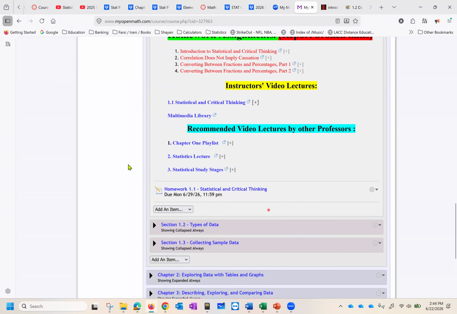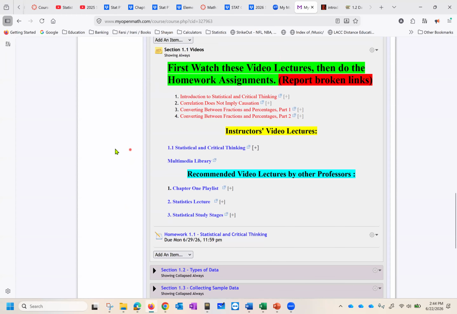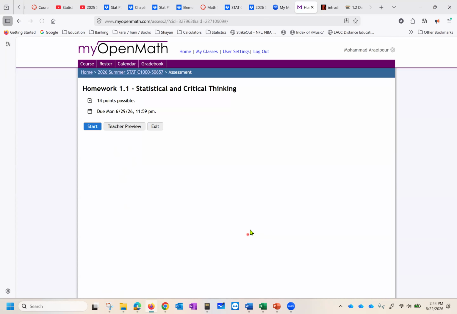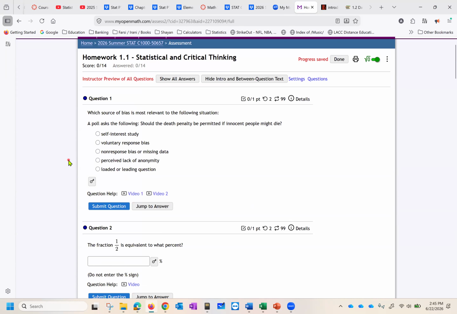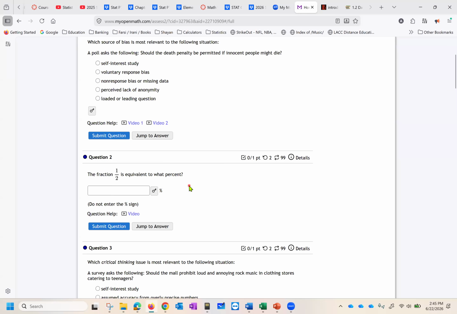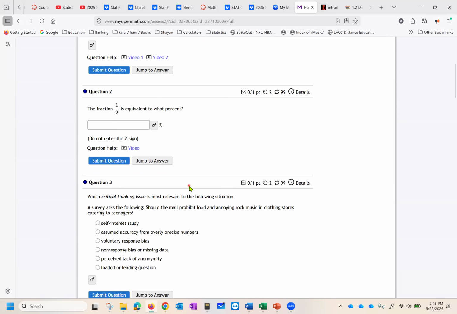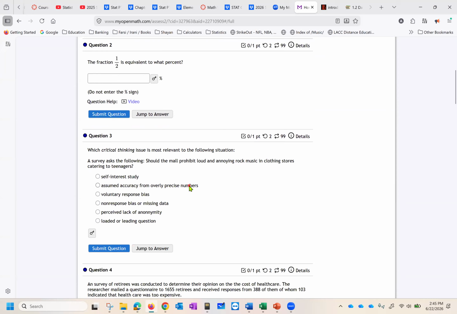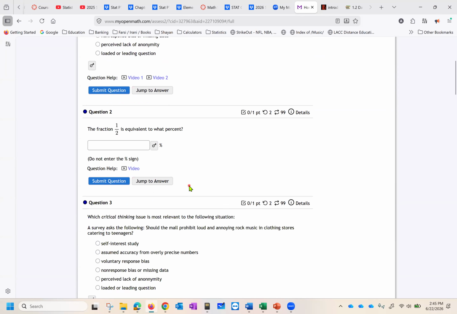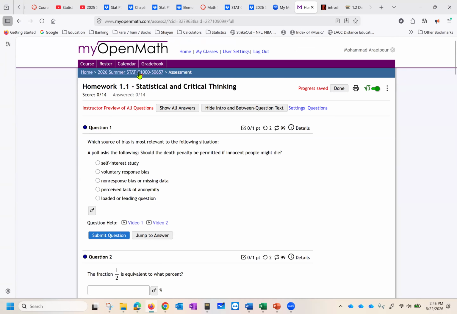Finally, when I go through all of that, under 1.1, I can find section 1.1 homework. This is the homework. So whenever you're ready, you start taking it. What I want to mention is this. As I'm doing the homework, look, video 1, video 2. So if I have a hard time, I can use the videos. So a lot of questions, they do have help, and that's the key.